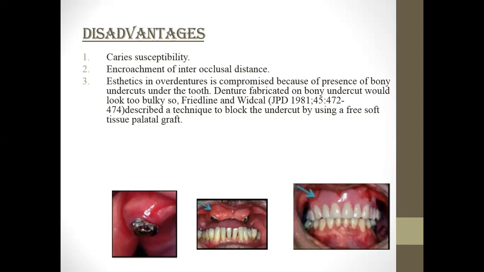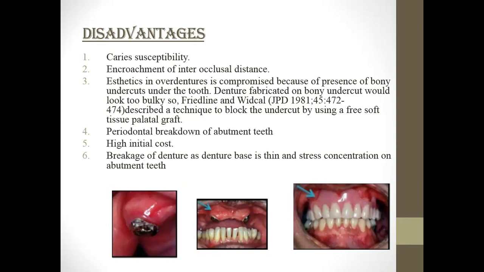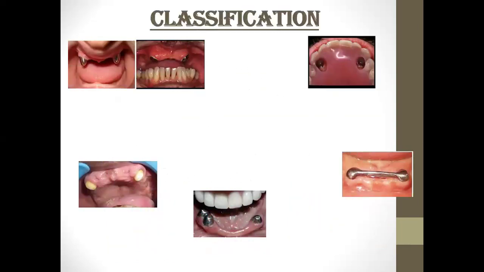If the patient has a high smile and aesthetics becomes a very big concern, then that area also becomes weak and later on can go in for fracture. So these are certain disadvantages. Other disadvantages would be periodontal breakdown of abutment teeth, and also there is a high initial cost involved. Breakage of denture is very common in these overdentures because of stress concentration on the abutment teeth, and very meticulous maintenance of oral hygiene is needed for the success of these prostheses.